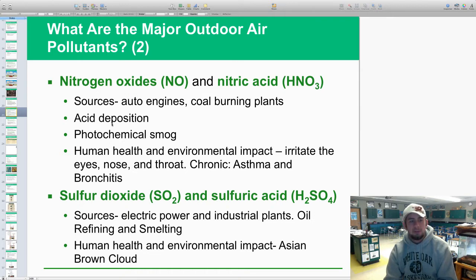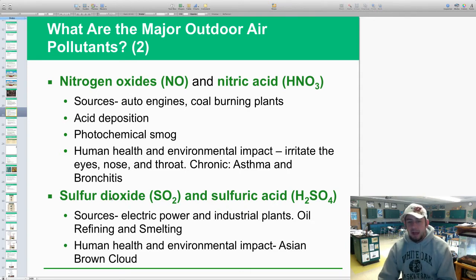It also contributes to photochemical smog, which we'll talk about in a little bit. And its human health impact is also irritation of the eyes, nose, and throat. If you're exposed to this long-term, it can cause asthma and also bronchitis. So those are some of the human impacts caused from this type of chemical.